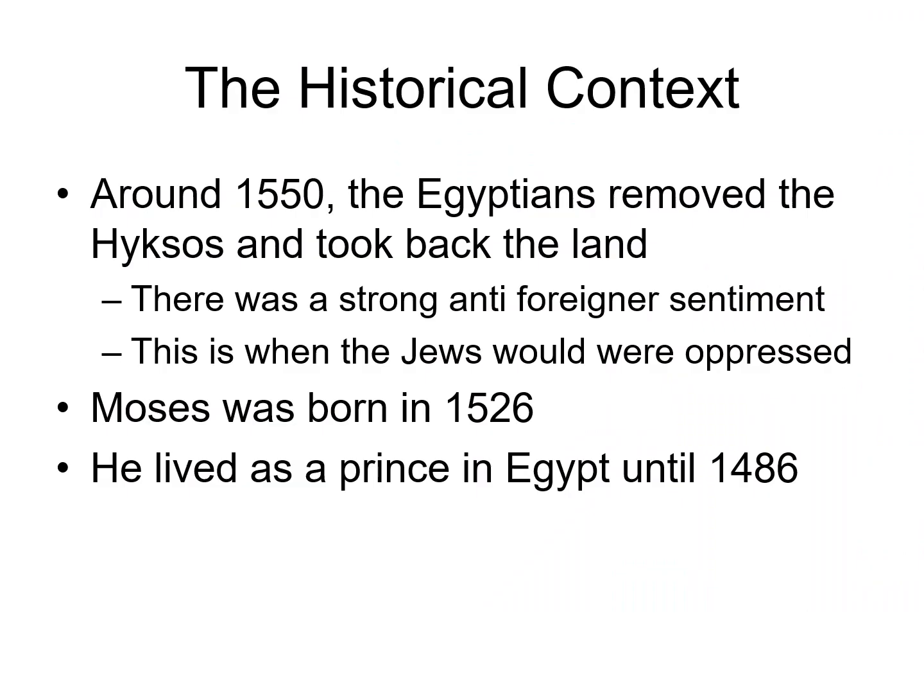It's time for another history lesson. So around 1550 BC, the Egyptians removed the Hyksos from Egypt and took back the land. And when they regained power, there was a strong anti-foreigner sentiment in the nation and in the government. So this is when the Jews would have been oppressed. And it was during this time that Moses was born in 1526. And he lived as a prince in Egypt until 1486.